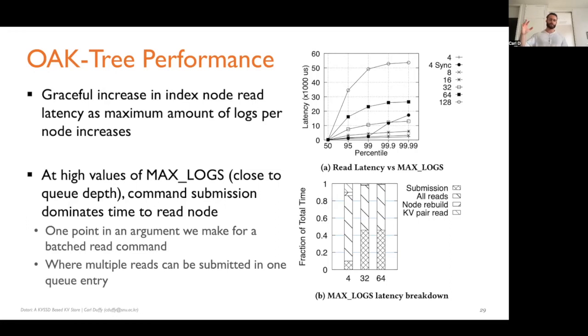And while it gracefully increases as max logs gets bigger, we run into a problem when max logs gets too large. It's that most of the time starts to get spent actually submitting commands to the key value SSD instead of actually reading the node data or reading the deltas from the key value pairs. So we use this as one data point in a larger argument for batch commands on the key value SSD, where when we want to handle a lot of smaller key value pairs, we just send all the commands in one batch to the disk, freeing up a lot of slots in the queue.